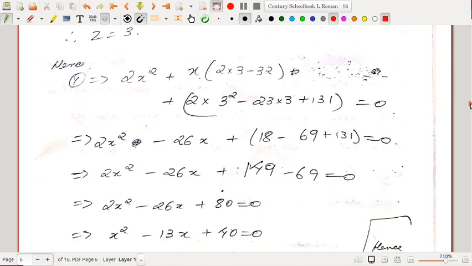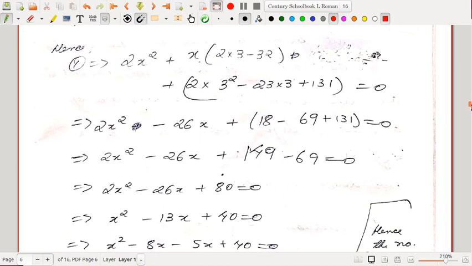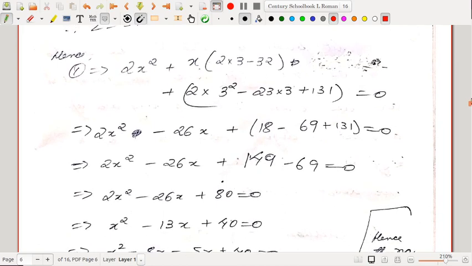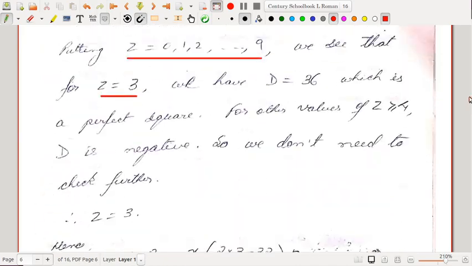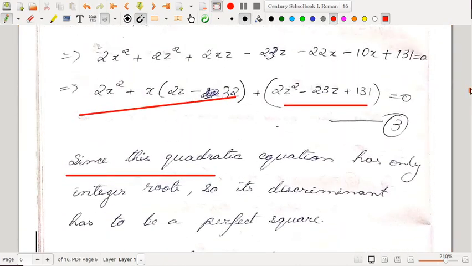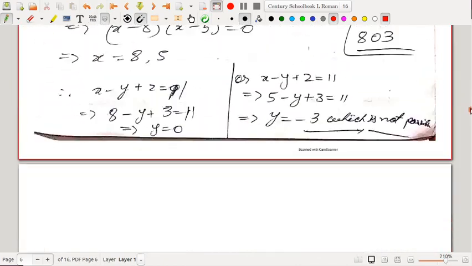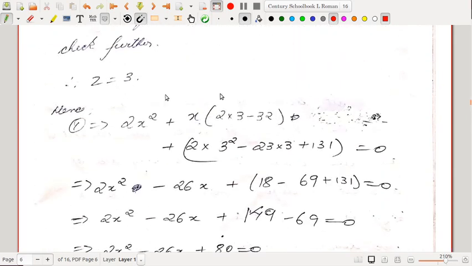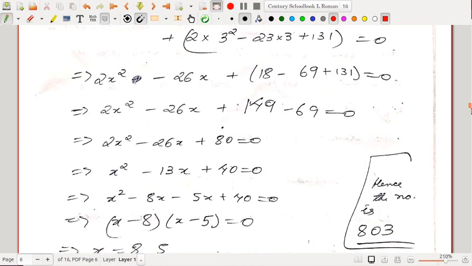So z is 3. Once you get z is 3, you put it in this equation which I had written. Maybe it was equation 1, or yeah, sorry, it was equation 3. So z equal to 3 implies this. Okay, so if you solve this, you will get the value of x as 8 or 5.